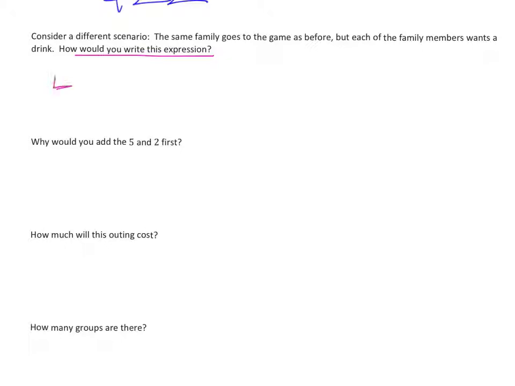Well, we could have 4 times 5 plus 4 times 2. Since we have 4 family members, each getting a $2 soda and a $5 ticket.